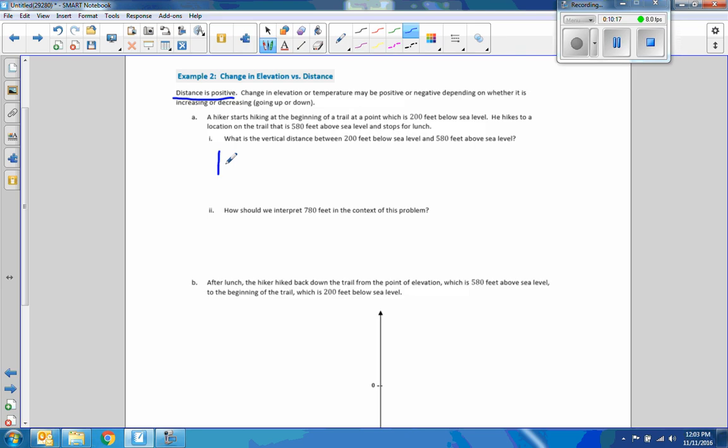Okay, so he starts at 200 feet below sea level. We take the absolute value of our starting point minus the distance he traveled, which was up to positive 580, so it's P, negative 200, minus Q, 580, absolute value. So that is going to equal the absolute value of negative 200 plus a negative 580. Minus means plus a negative. Which is going to equal the absolute value of negative 780, which equals a distance of 780 feet.